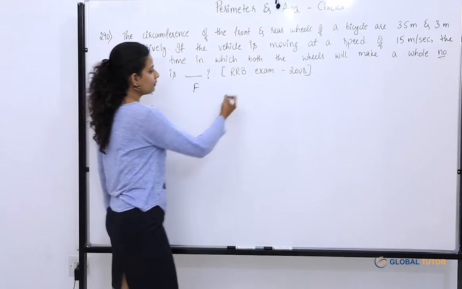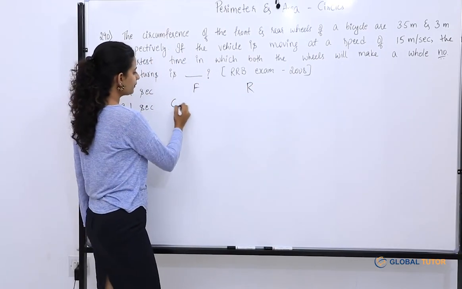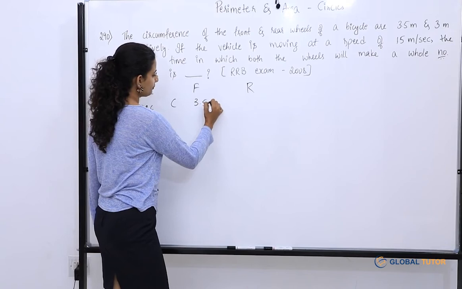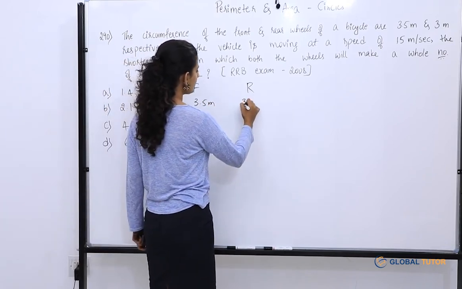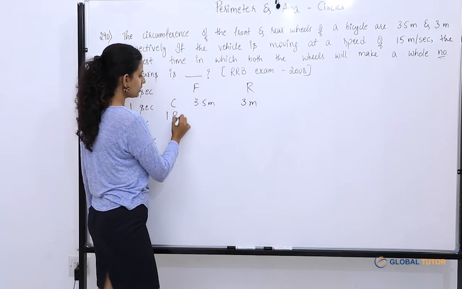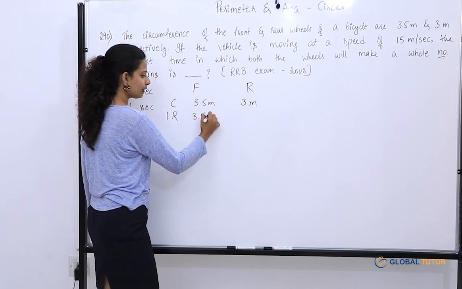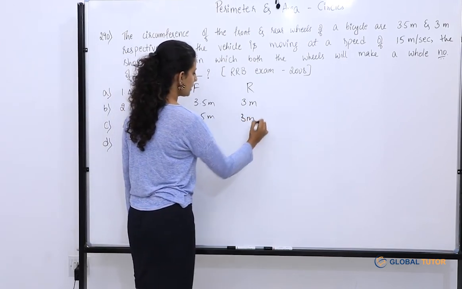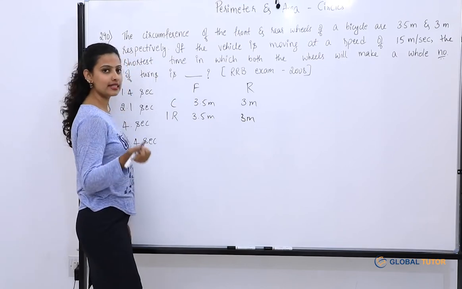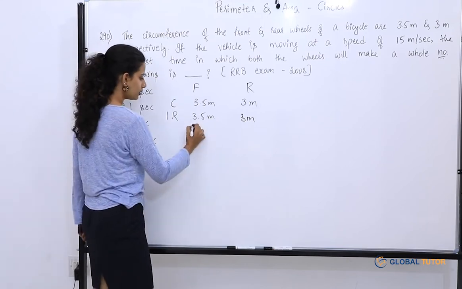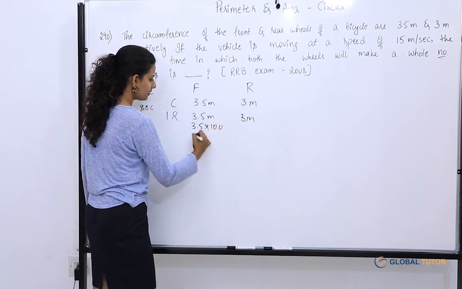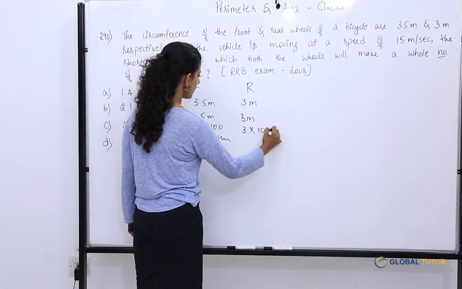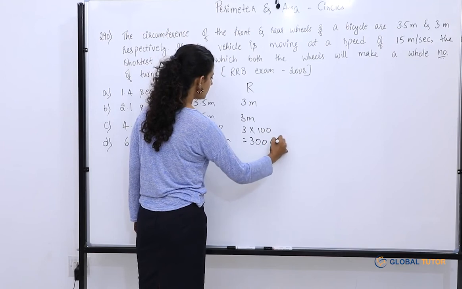We have a front wheel, we have a rear wheel, and we are given the circumference of these two wheels. For front wheel it is 3.5 meters and for back wheel it is 3 meters. In one revolution, the front wheel covers 3.5 meters. In one revolution, the rear wheel will cover 3 meters. Here there is a decimal point, right? So let us convert this into centimeter. So 3.5 into 100, this will be 350 centimeter. This is 3 meters into 100. So this will be 300 centimeter.